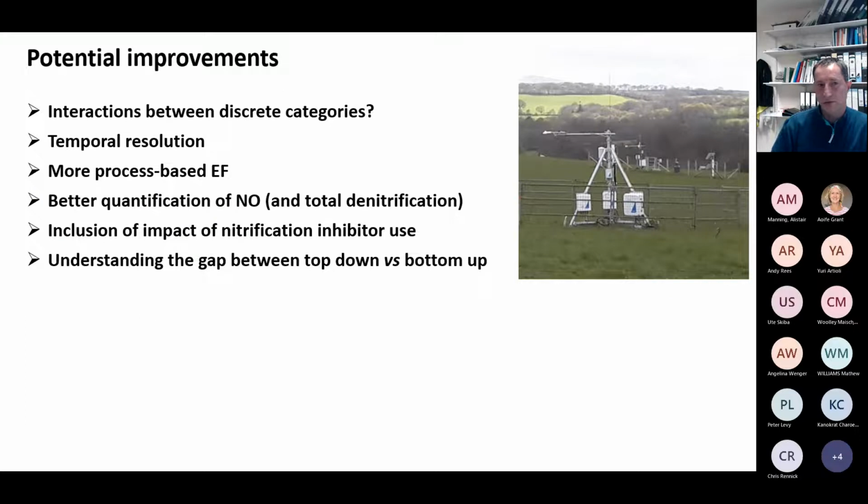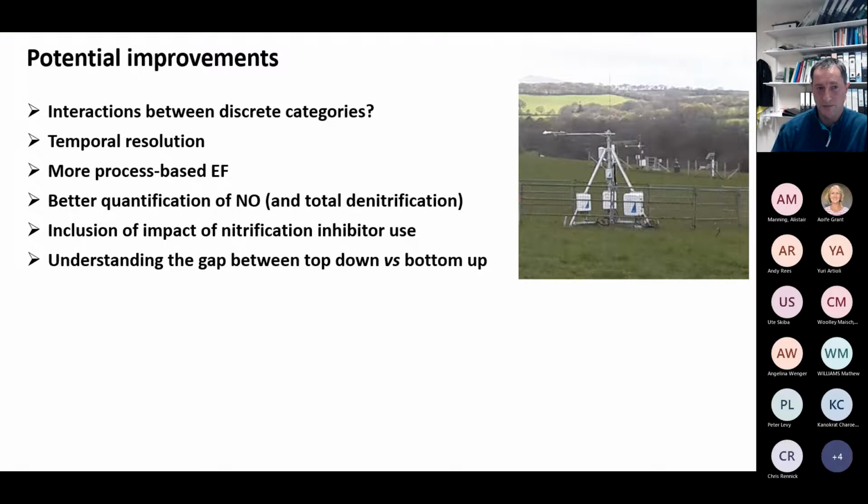So that's a quick run through of all our sources, the emission factors we're using, the measurements that we've made. Improvements, yeah, there's definitely lots of improvements we can make. I mean, the inventory estimates these all as discrete categories, but obviously there's interactions between all of those nitrogen sources, and whether that has an impact on the emissions under different circumstances and conditions, it's difficult to say. Improving our temporal resolution rather than just having an annualized emission factor might be useful. Using more process-based emission factors.